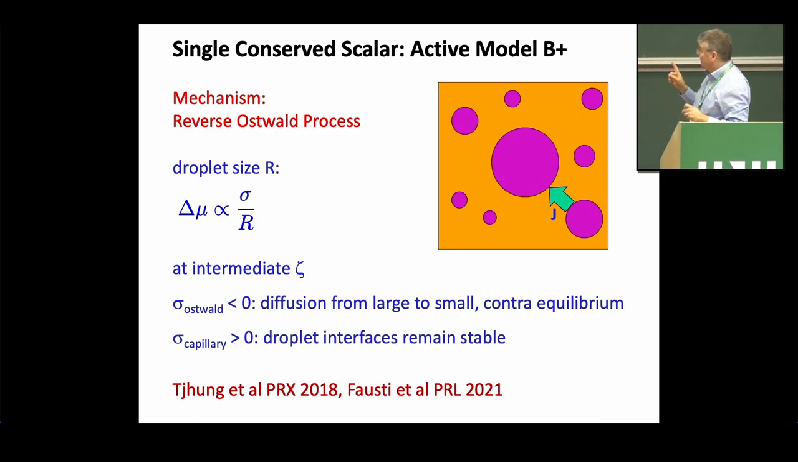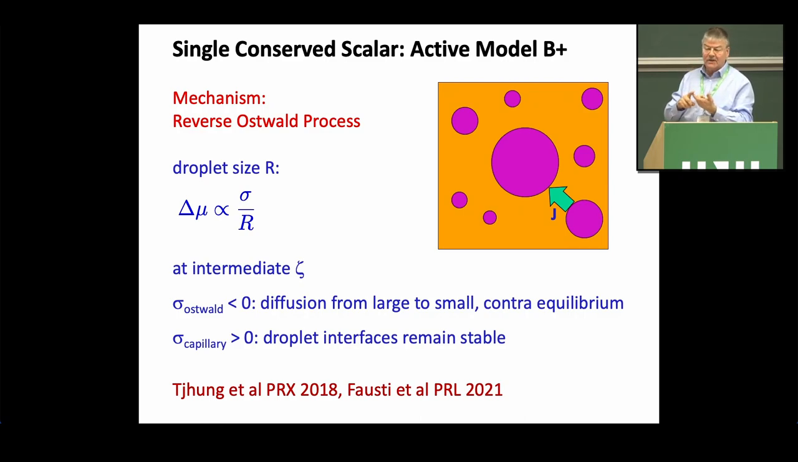The zeta term has this strange effect of interfering with the local equilibrium of that interface. You can think of it as a pump, but it's a curvature-dependent pump, which means that the chemical potential, the local concentration just outside this droplet, is not what it would be without the active term. So at intermediate values of zeta, what I have is diffusion from large droplets to small ones, which is very democratic, but is not the equilibrium case. And what's more, it looks like a negative surface tension for the purposes of that calculation. But if I look closely at that interface and I say, well, is it stable? The answer is yes. So this is one of the many things that can happen in an active system.